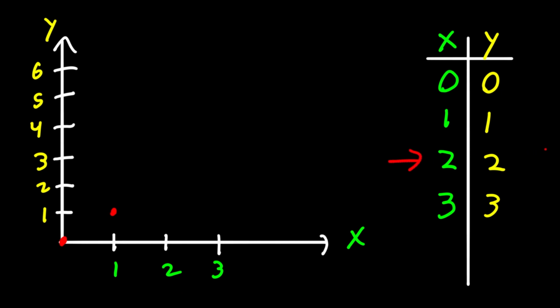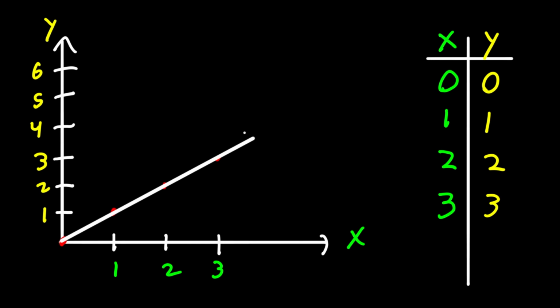When x is 2, y is 2. So x is 2 is here, and y is 2 is here. And they meet right about here. So this is where our point's going to be. When x is 3, y equals 3. And these meet right about here at this corner. So this is where the point 3, 3 is. And now we're going to connect these points in a straight line.